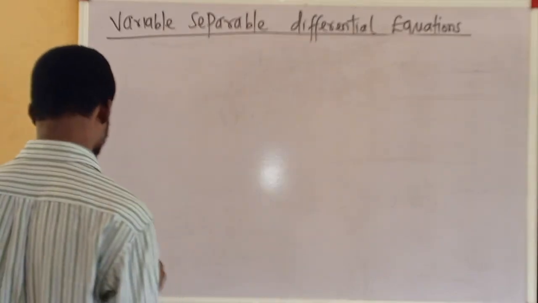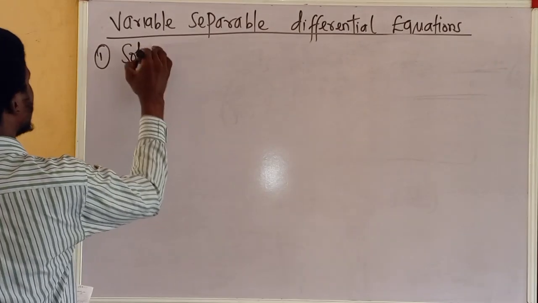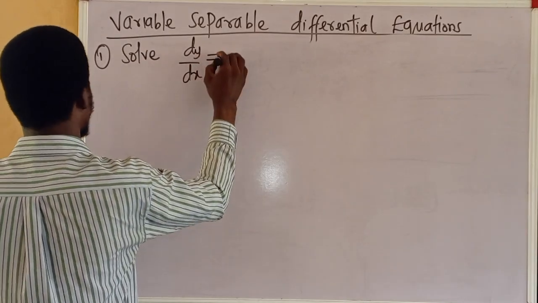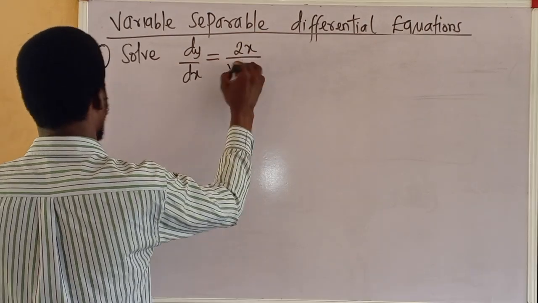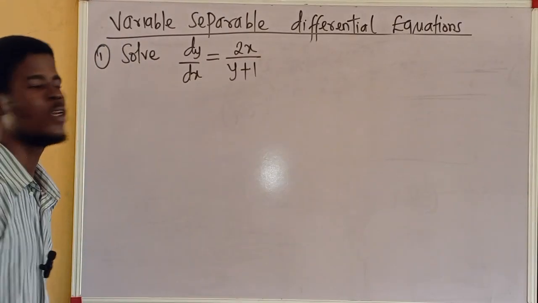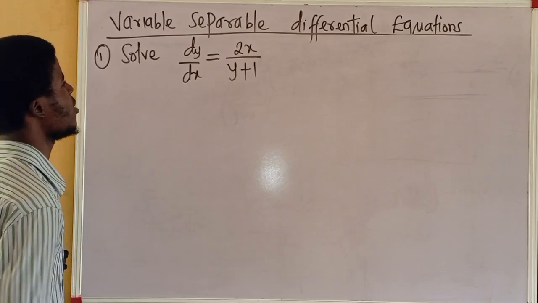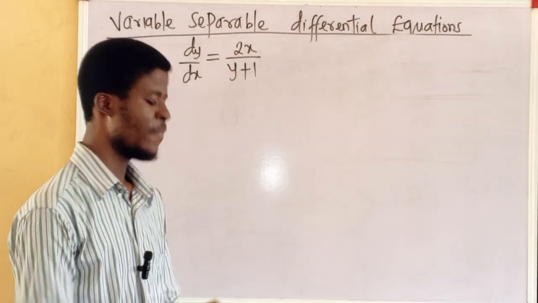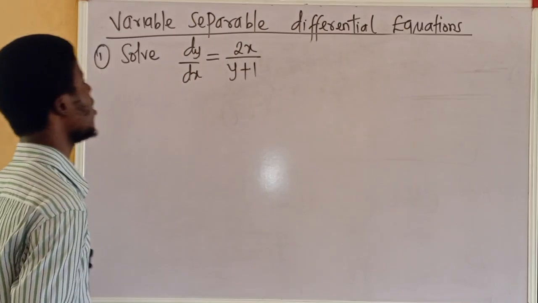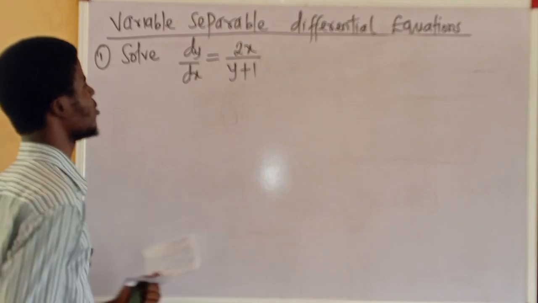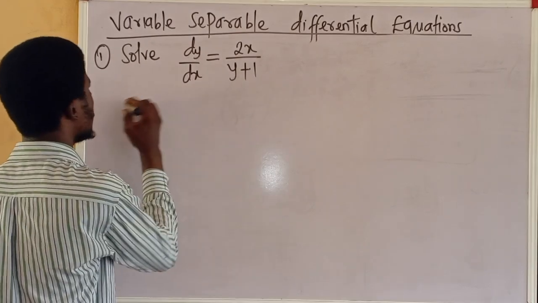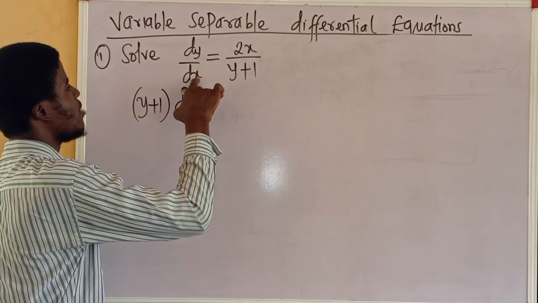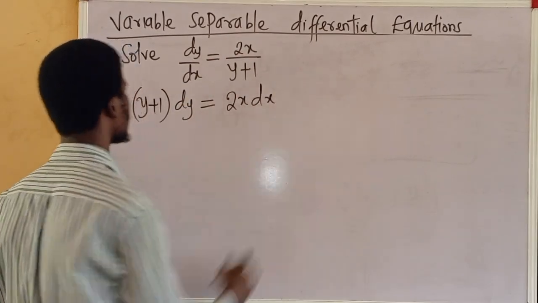Now, this is the first question I have here. We have to solve the differential equation dy/dx equal to 2x upon y plus 1. Let's solve this. It is easy. We can separate the variables, the function of x and dx on one side, and the function of y and dy on the other side. If we cross multiply to clear the fractions, y plus 1 dy equal to 2x dx.